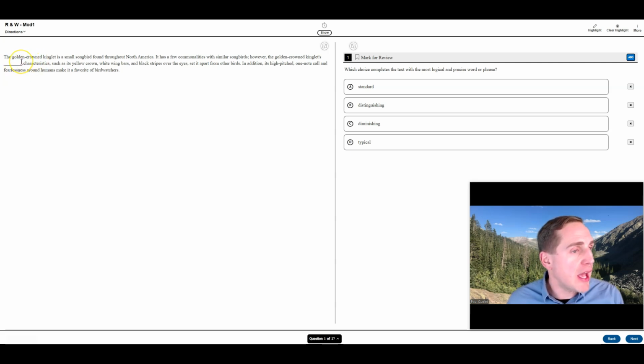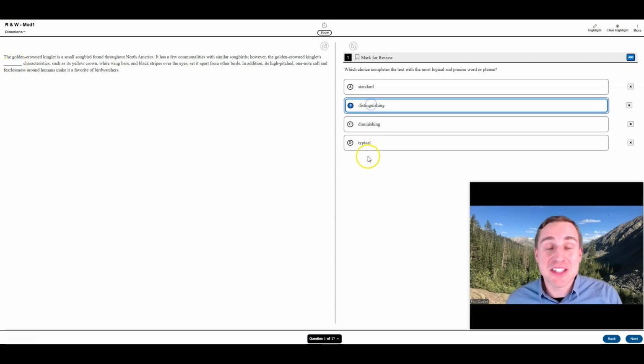So then we're trying to look at what kind of characteristics. It's got commonalities among similar songbirds, but it seems to be unique because we've got the word however. So maybe the word unique or one of a kind, or hey, how about this? Distinguishing. You see how I predicted that? Distinguishing means it's not typical. Okay, so we're going to go with distinguishing and move on.